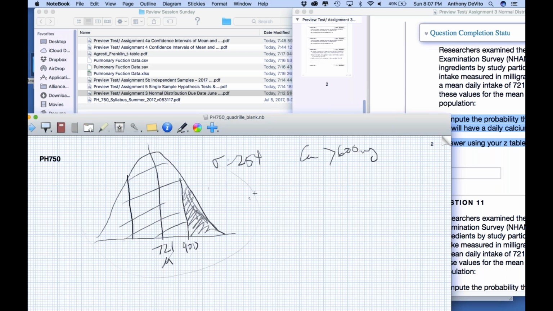So Z is equal to, what's it equal to? It's equal to X, the value that we're interested in, not X bar, just X, minus mu, over the standard deviation. Exactly right. So it's going to be 900 minus 721, over 254. So it's going to be equal to 0.7.